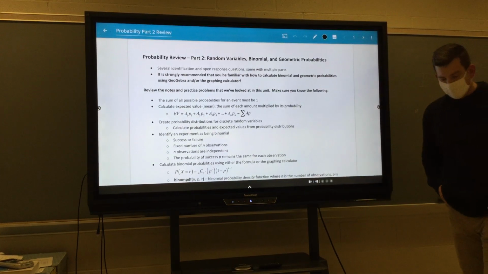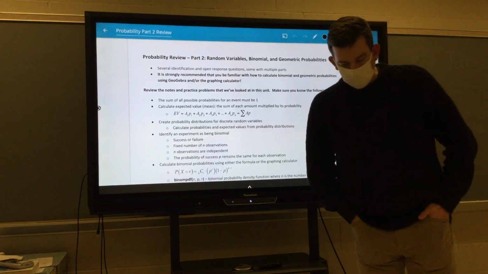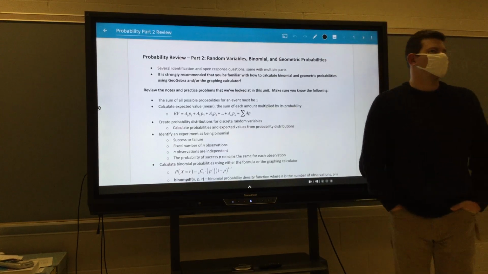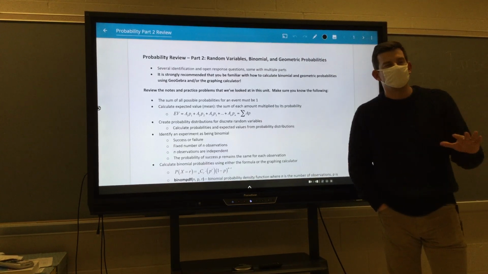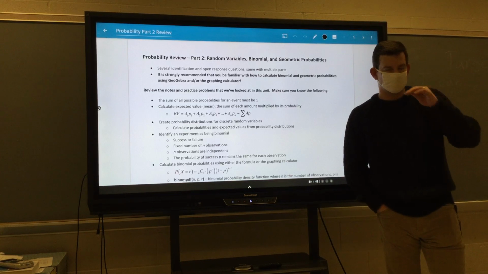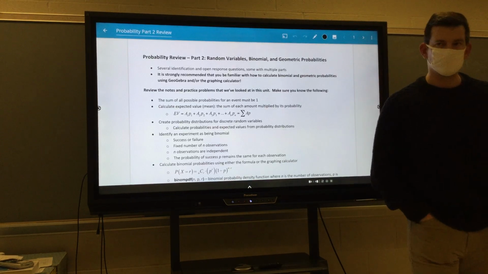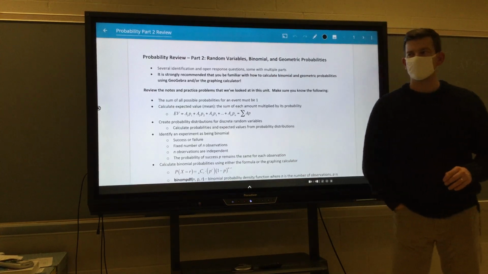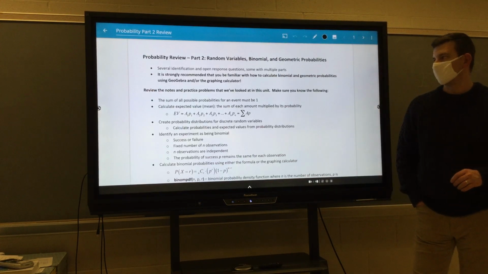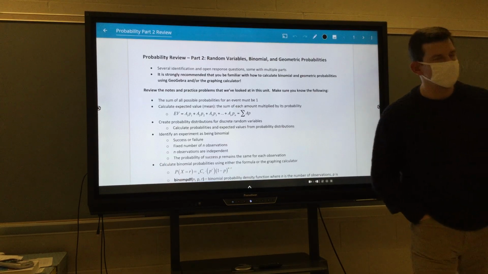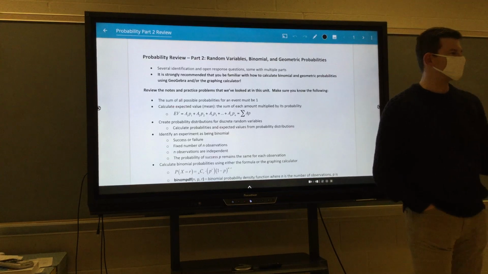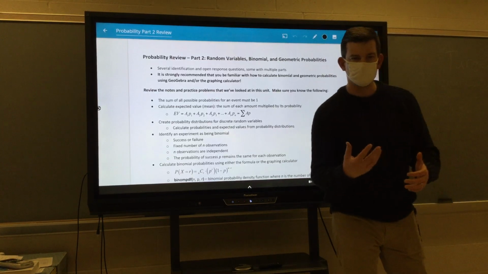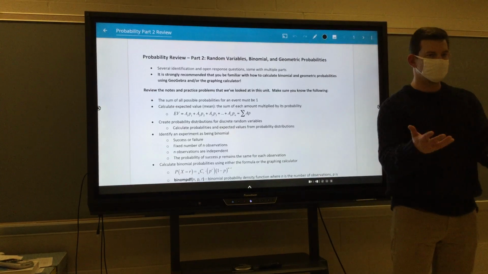Your quiz format. It is a Canvas quiz. You're looking at either 30 or 35 points. I'm undecided on if I want to include this one problem on there, so I'll let you know officially on Wednesday. But you'll have a handful of multiple choice questions. Most of the problems are going to be open numeric response problems where you type in the decimal entry.